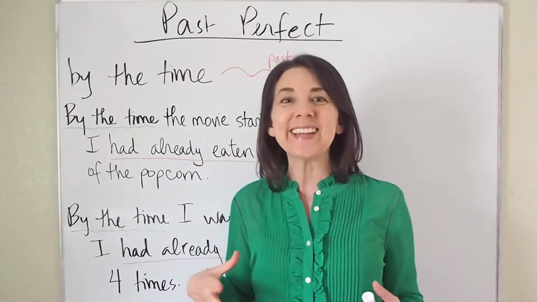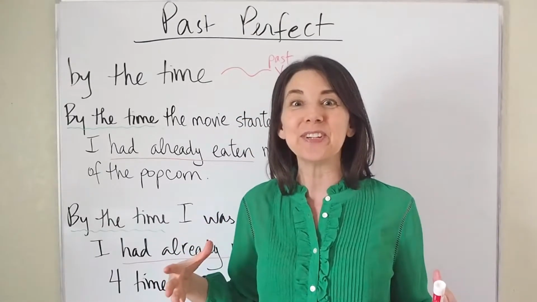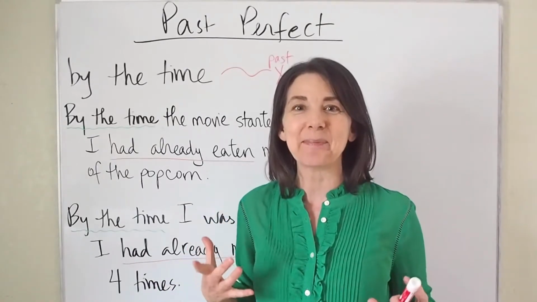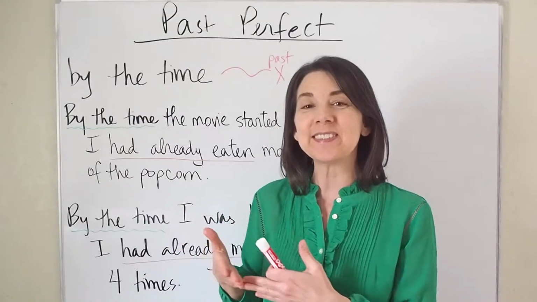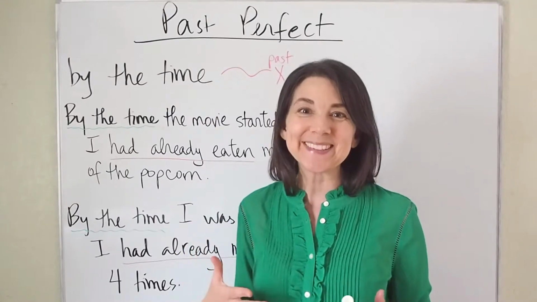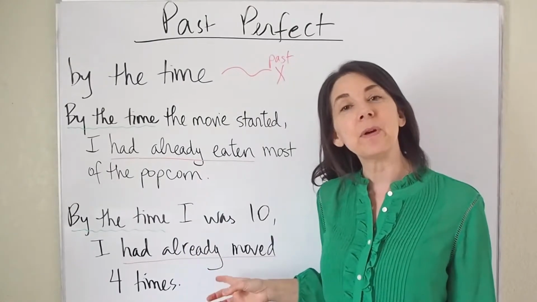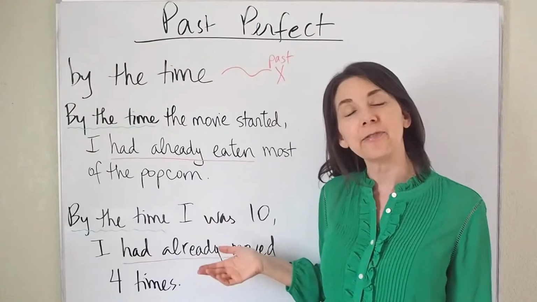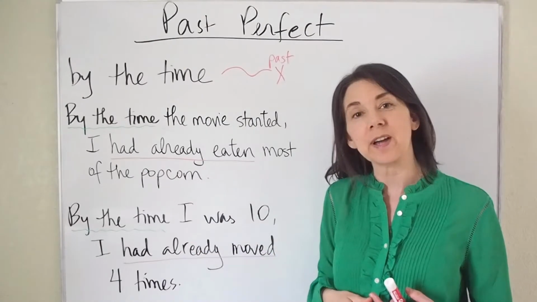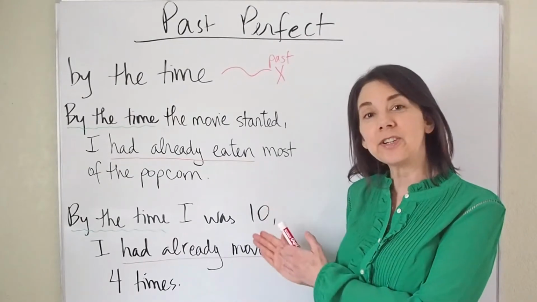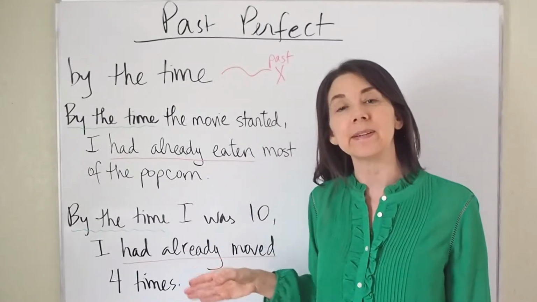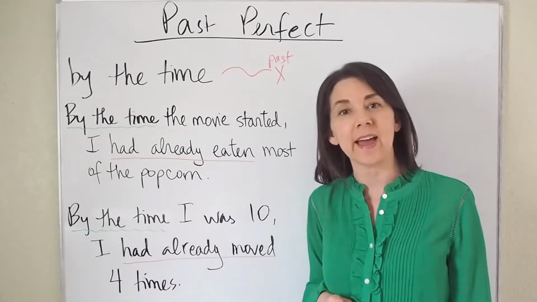I go to the movies and I have to sit there and wait for the movie to start, and I eat my popcorn and it's so tasty that I can't stop. So by the time the movie started, I had already eaten most of the popcorn. I couldn't wait. Here's another example that we might use when we talked about our life in the past. By the time I was 10, I had already moved 4 times. So when I turned 10, I had already moved 4 times. Those things happened before I turned 10.